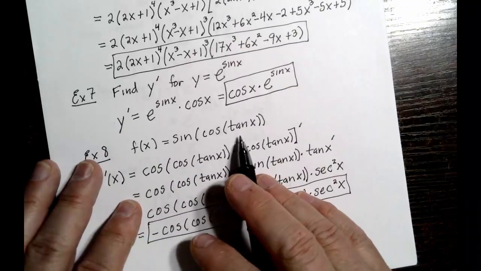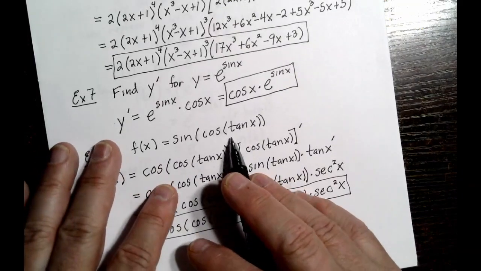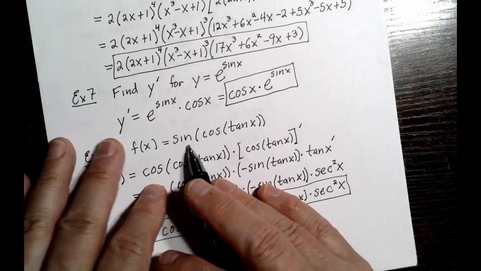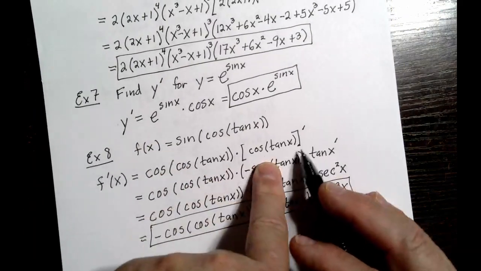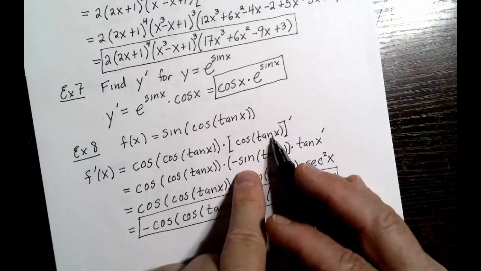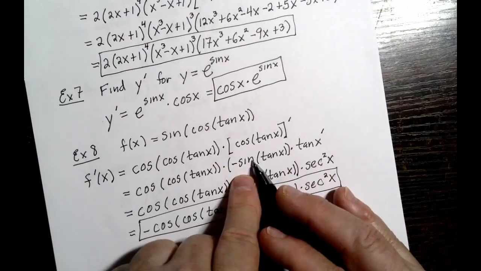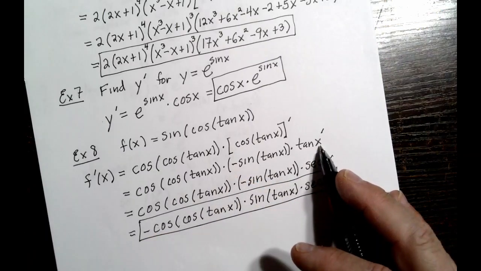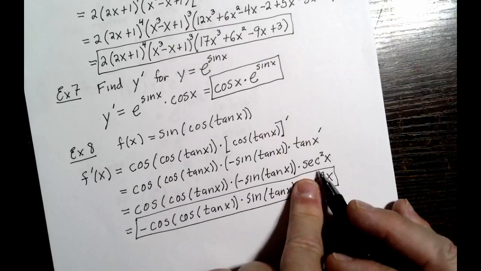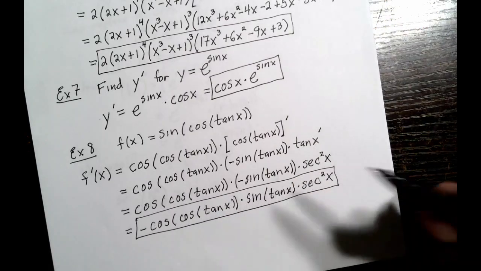Now, sine of cosine of tangent. Well, that's the derivative of the outside times the inside untouched times the derivative of the inside. Now what's the derivative of that? Well, that's the derivative of the outside times the inside untouched times the derivative of the inside. Now what's that? Well, the derivative of tangent is secant squared, so now you finally have multiplied everything out.